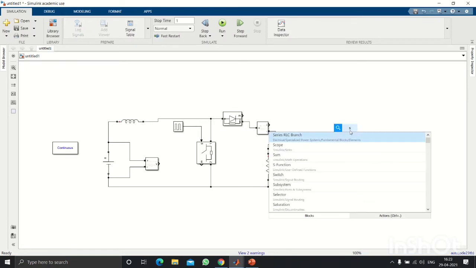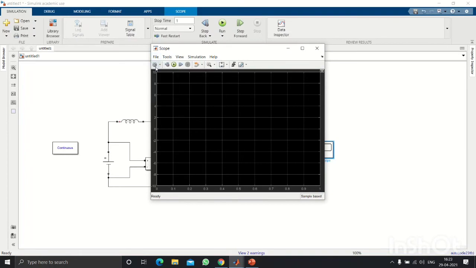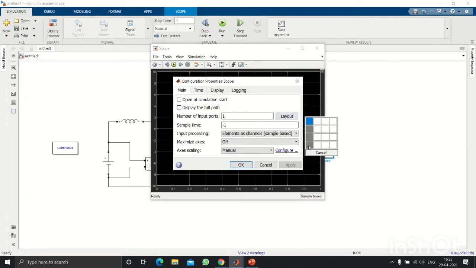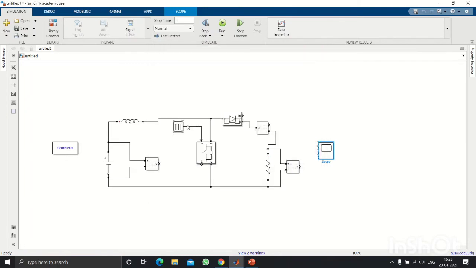Now we'll have to connect a scope so that we can see the output waveforms. So we are configuring the scope. We are changing the layout. We have to get 4 outputs, so we are giving 4 ports, and we are changing the layout so that we can see 4 waveforms separately. Now we are connecting the input voltage, then pulse, output voltage and current.